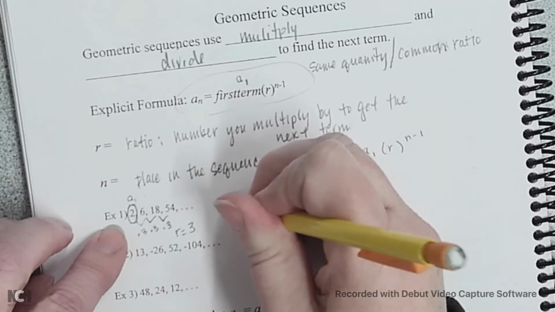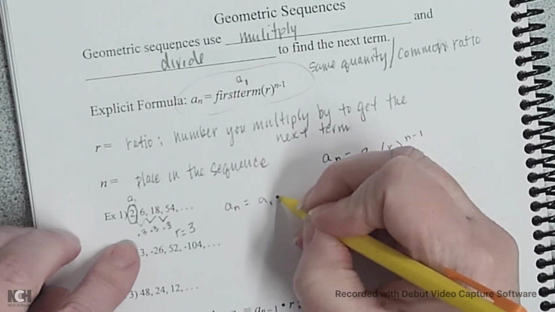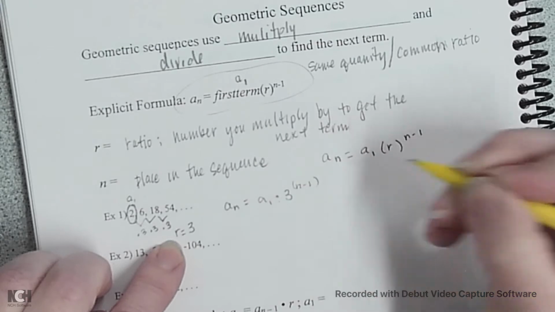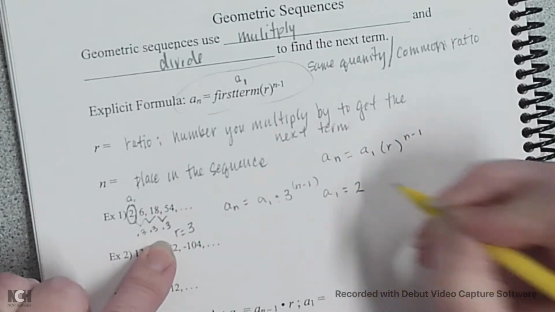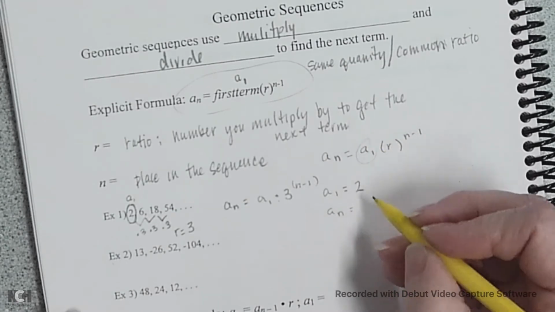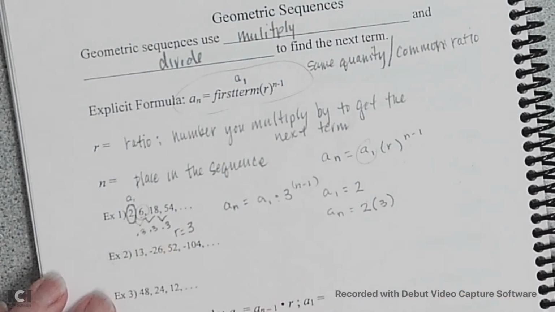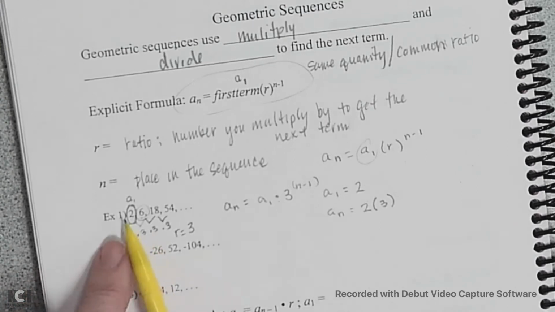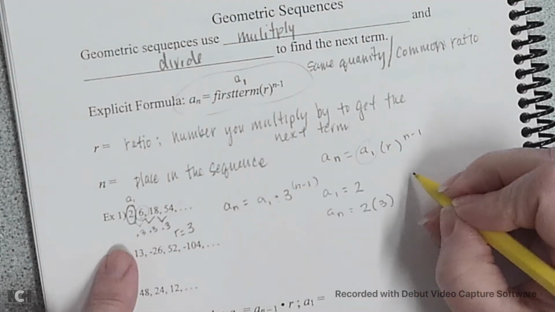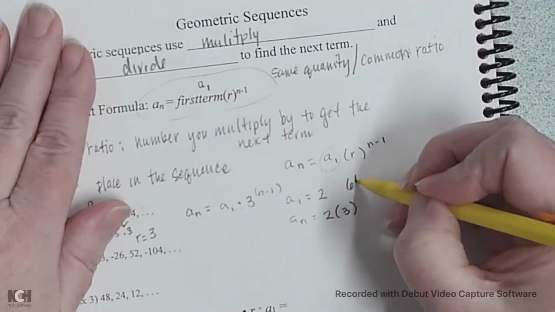So if we write the formula, a sub n equals a sub 1 times our ratio of 3 to the n minus 1, and our a sub 1 is 2. Now we're just going to put this all in the formula. a sub 1 is 2 times the ratio, which is 3, and our next term is 6. So now we have first term, second term, third term, fourth term. If I want to find the fifth term, or let's do the sixth term.